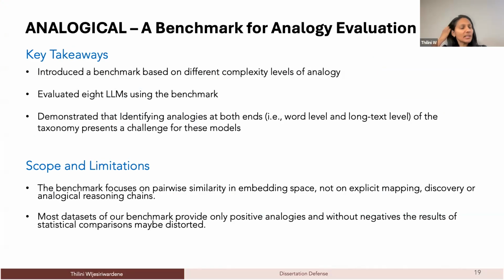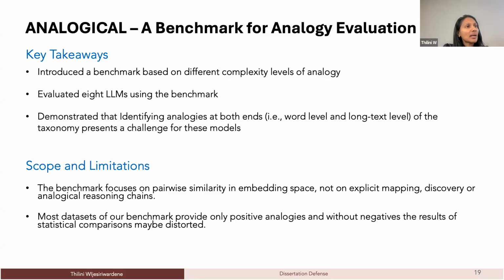Moving on, I just want to highlight a few things here. Key takeaways, straightforward. We introduce a benchmark based on different complexity levels of analogy, and we evaluated 8 LLMs using this benchmark. We demonstrate that identifying analogies at both ends of this taxonomy presents a challenge for these models. I want to highlight the scope and limitations of this work. This benchmark focuses on pairwise similarity in embedding space, so we are not looking at any explicit mapping, any discovery of analogy, or any reasoning chains.